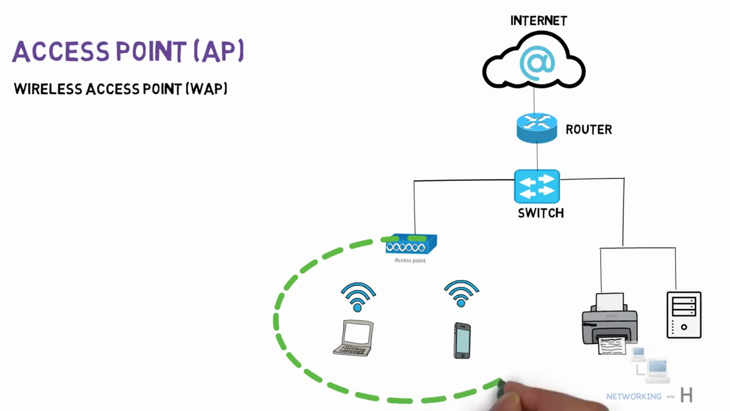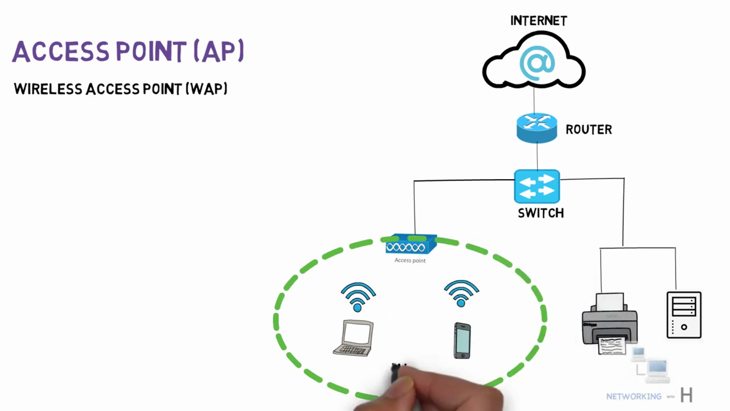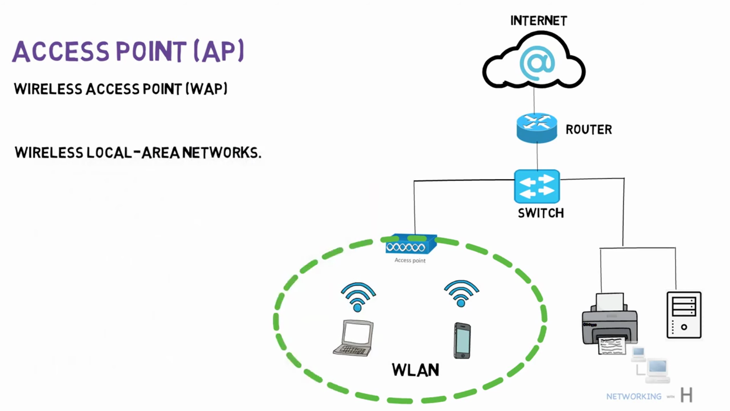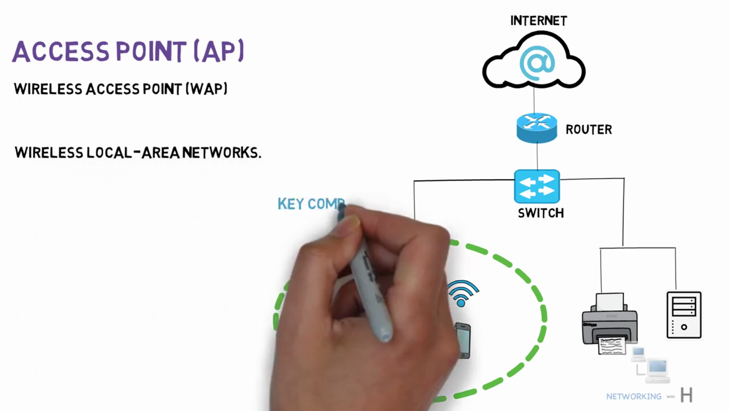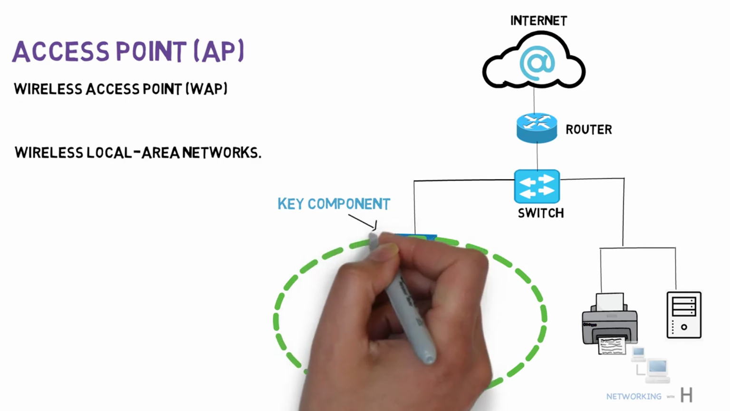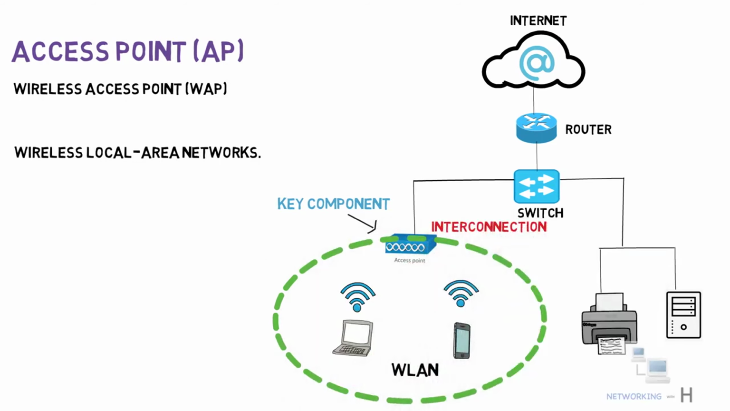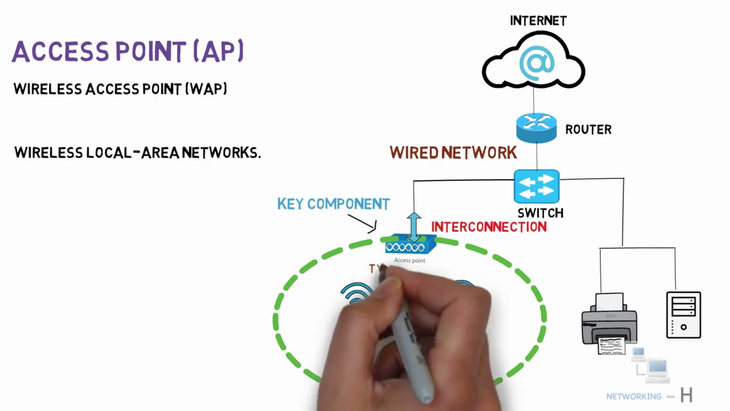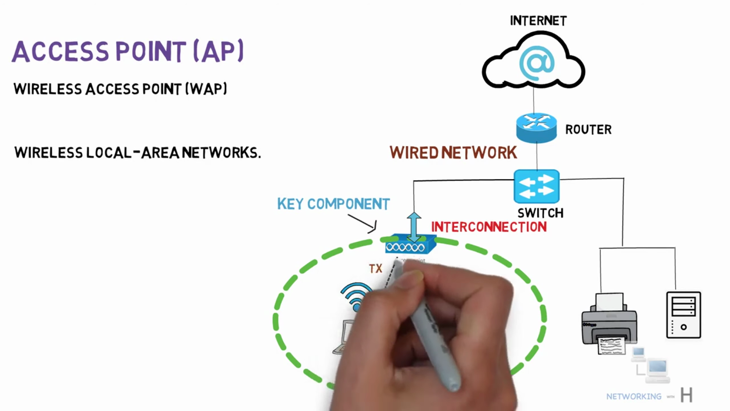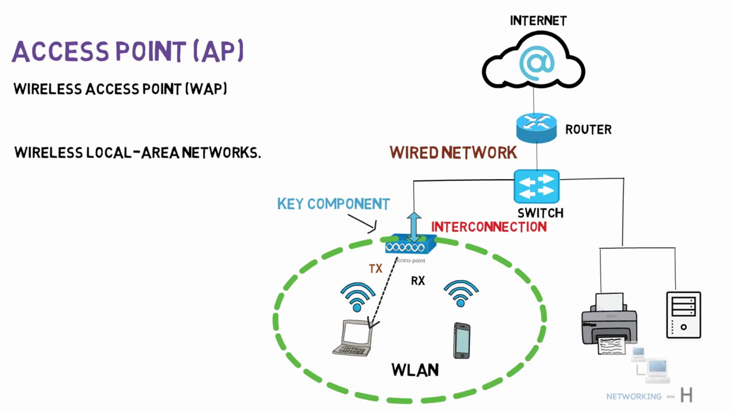Devices connected to the AP form a network called WLANs, also known as wireless local area networks. WAP is one of the key components of WLAN architecture. The wireless access points serve as the interconnection between the WLAN and the fixed wired network. An access point acts as a central transmitter and receiver of wireless radio signals.